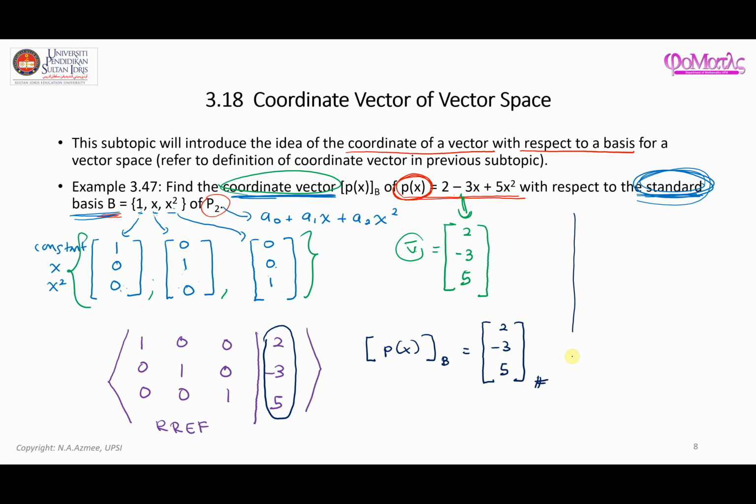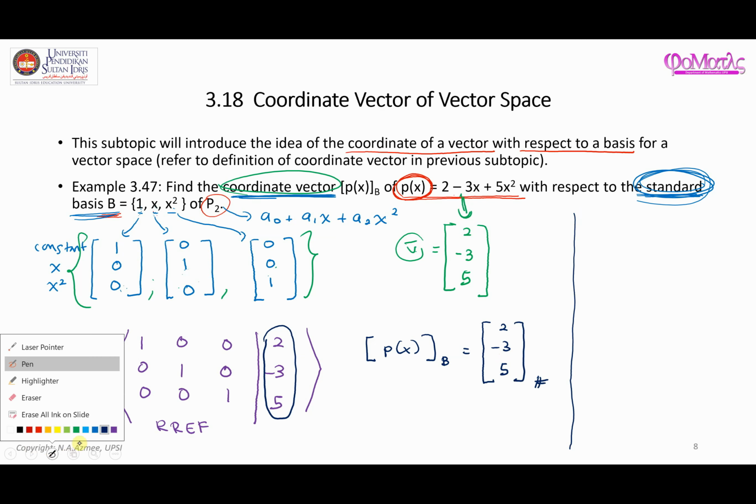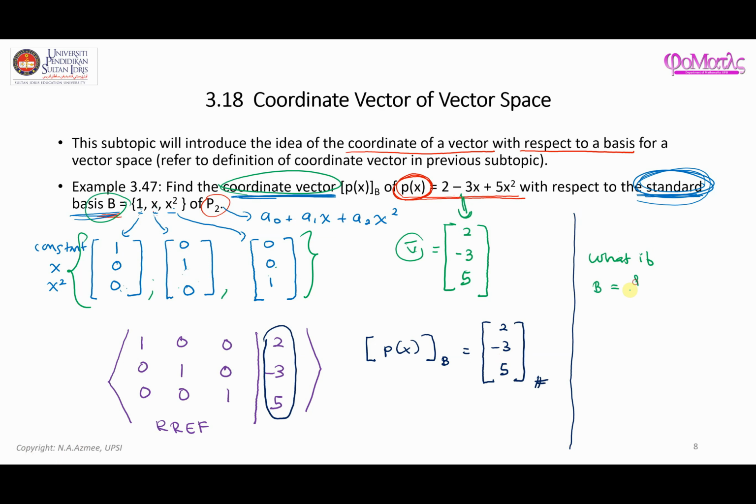Now, here's a quick question related to this example. What if the basis given here is changed so that it looks like x squared, x, and 1? When the positions of these components are switched, you have to remember that the 2 is related to the original component 1, negative 3 is related to x, and 5 is related to x squared.